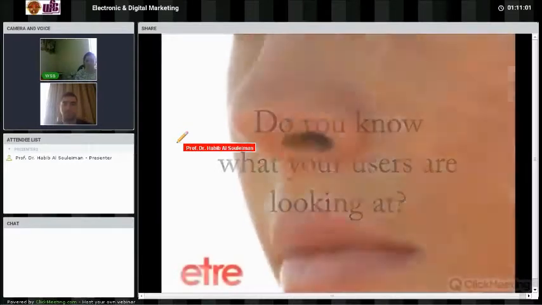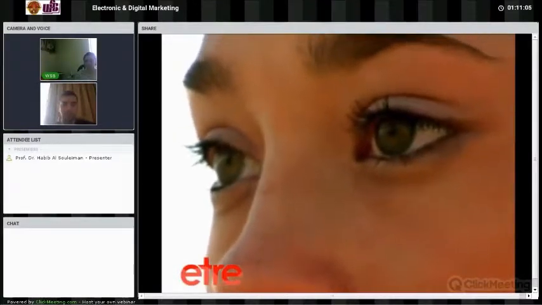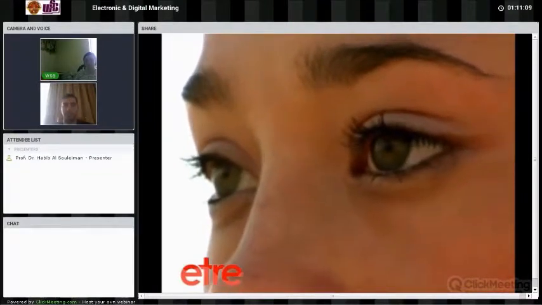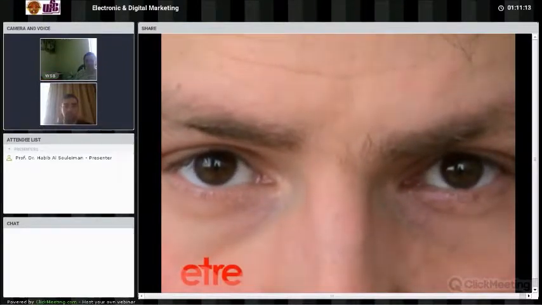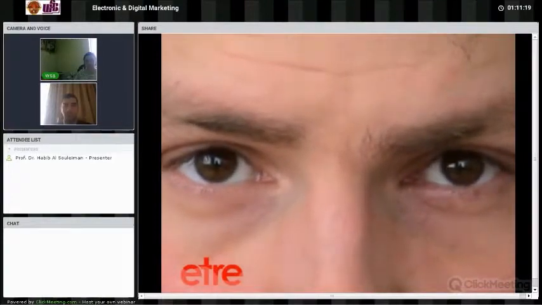Do you know what your users are looking at? Our specialist eye tracking services allow you to climb inside your users' heads and see your designs through their eyes. Are they noticing the critical elements? Is the design efficient? Are users concentrating on the content, or are they distracted? We can tell you this and more.